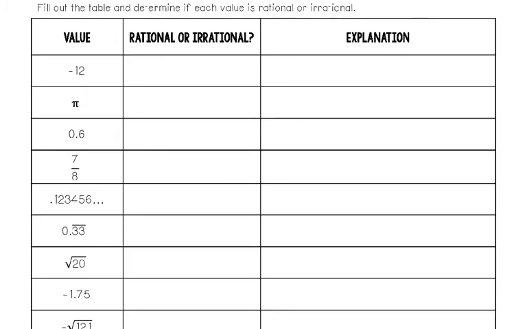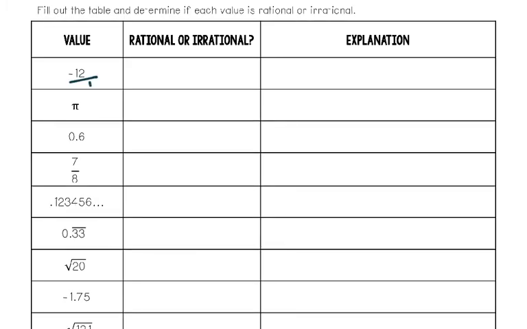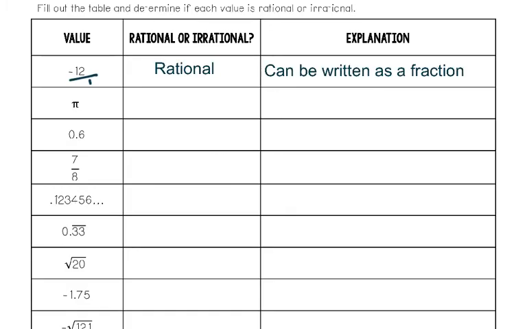I know I can write -12 as a fraction. It's the same thing as -12 over 1. I also know that it is an integer, and all integers are rational numbers. So I know this is rational because it can be written as a fraction. Let's look at the next example.